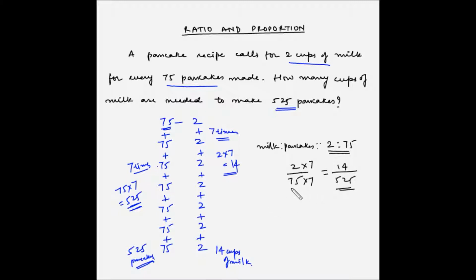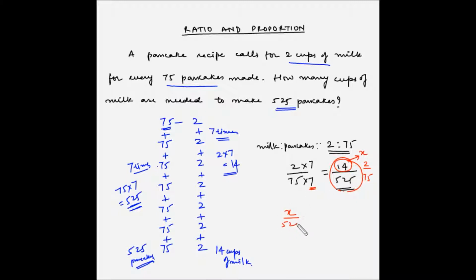Now sometimes the calculations may become complicated and we may not be able to find that 75 times 7 is 525. Now as we have seen here, this ratio is equal to 2 by 75. If you divide 14 and 525 both by 7, 7 2s are 14, so 2, and 525 divided by 7 is 75. So 14 by 525 is equal to 2 by 75. Now this is the unknown, right? Because we have to find out how many cups of milk are needed to make 525 pancakes. Let's say this is x.